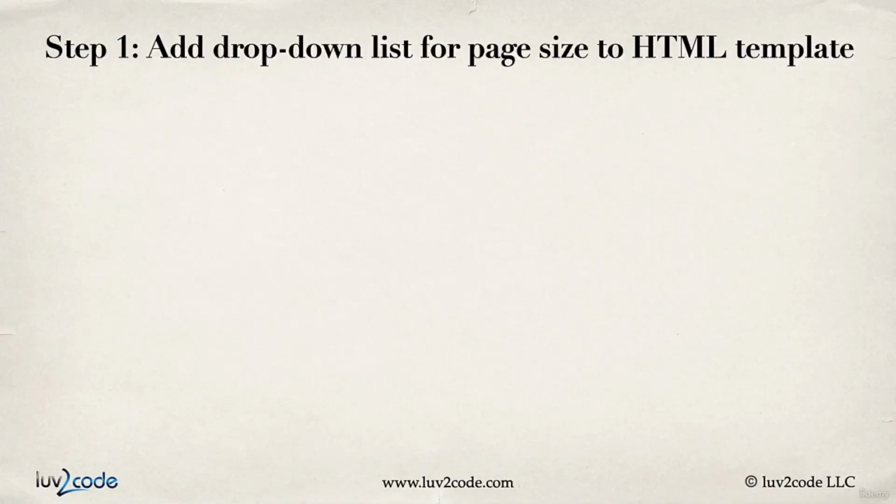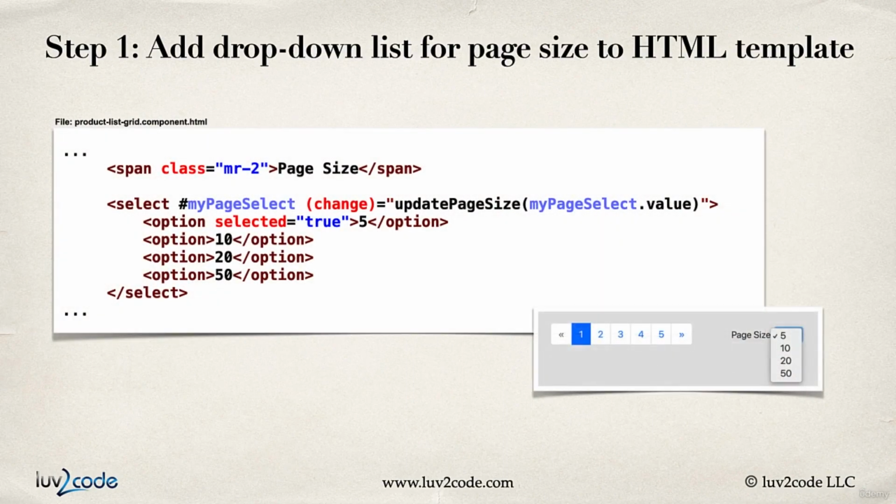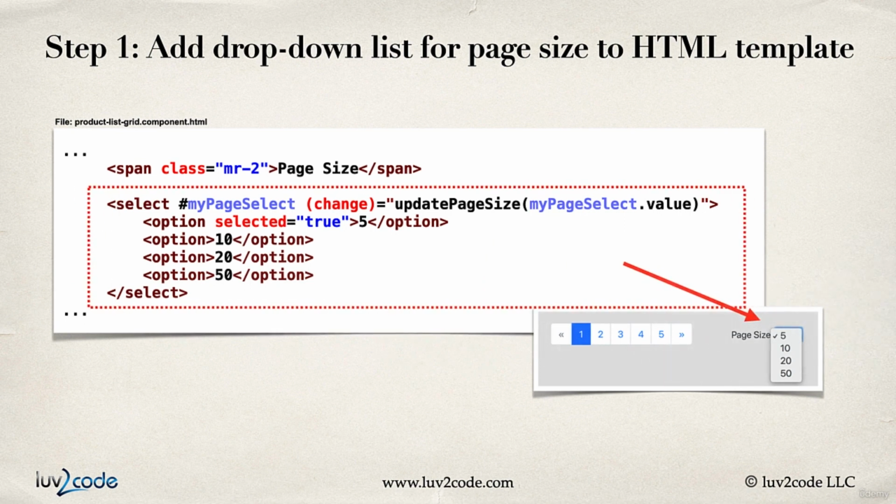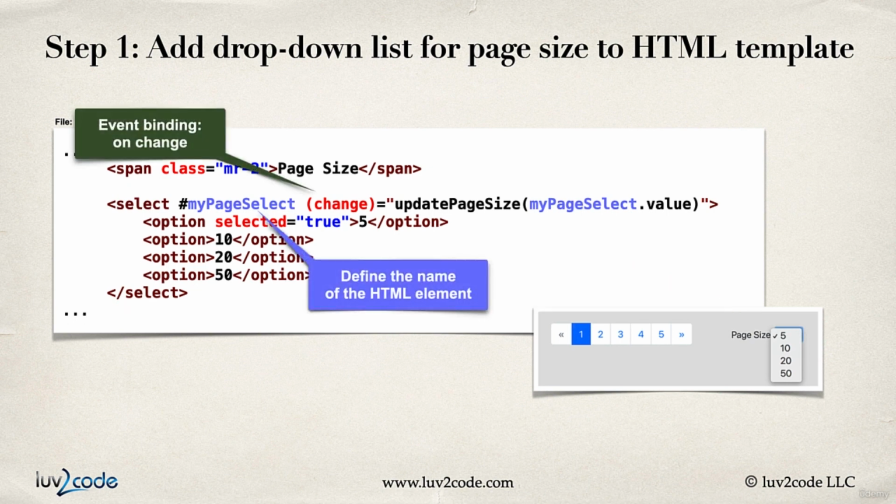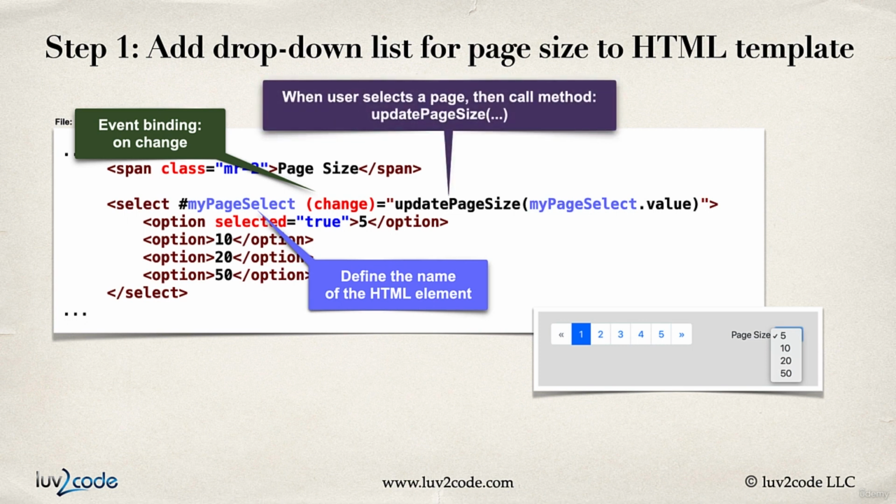Alrighty, step one of adding the drop-down list for page size to the HTML template. So here in our component.html, we'll simply make use of a select tag, and then we'll have the drop-down options of 5, 10, 20, and 50. We'll initially display 5 as the selected one, set to true. And then we'll add an event binding for the onChange event. So basically, when the user selects a page size, then we're going to call a method, update page size.